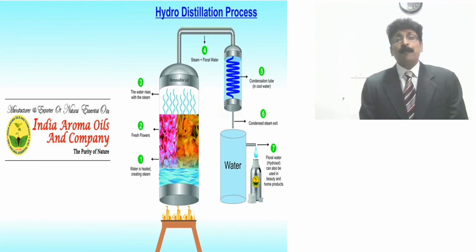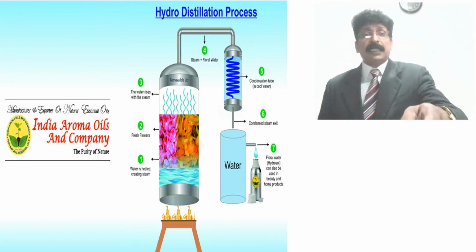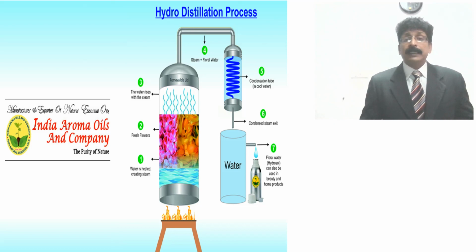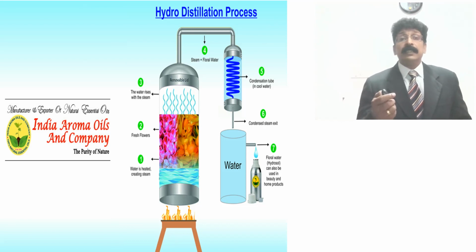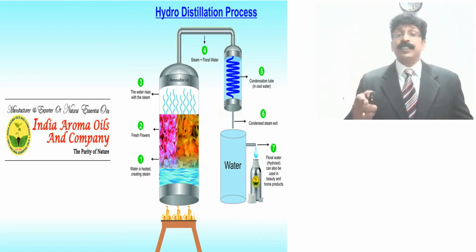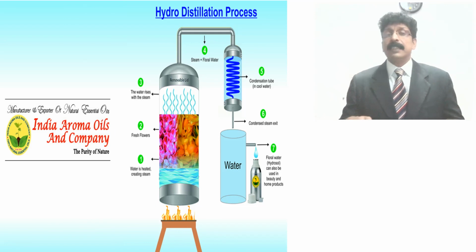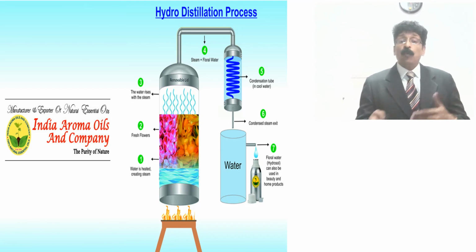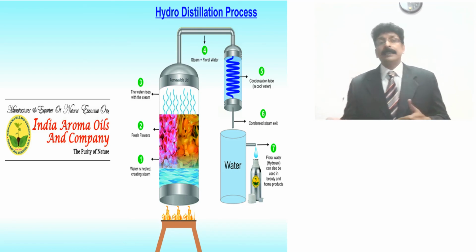You can see the plant materials are kept in number 1, number 2, number 3. You can see the water is heated, passes through the material, and the water rises with the steam, and the steam and the floral water which comes out condenses in the condenser, cools, and then you are collecting the floral water, that is hydrosol, used for beautifying cosmetics, home products and various aroma products.